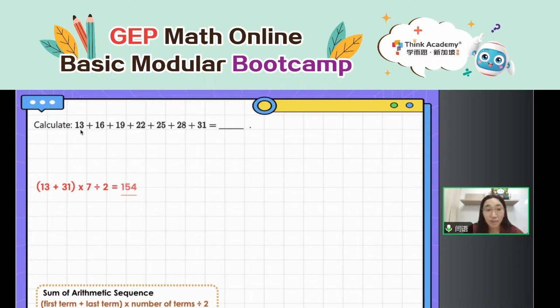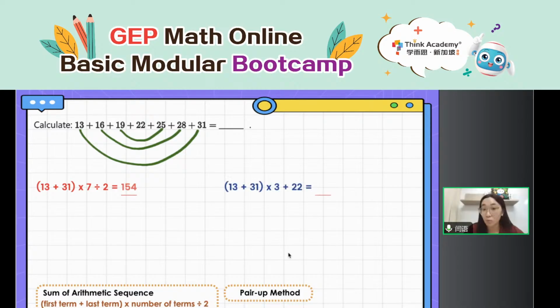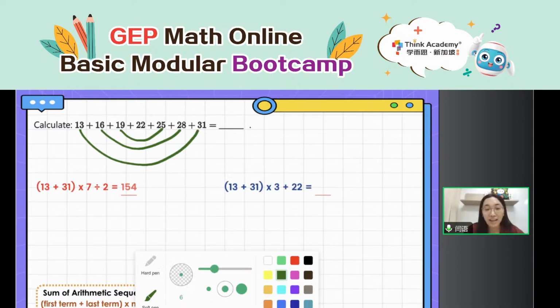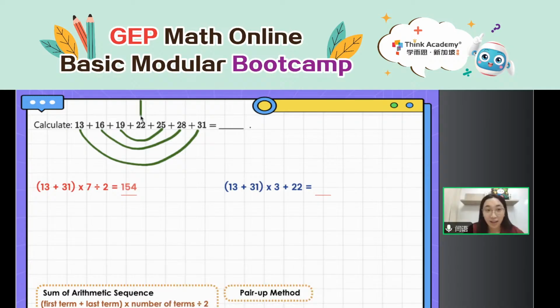And we also have another method, right? That is to pair up. Well, 13 and 31, you can pair them up. 16 and 28, you can pair them up. 19 plus 25, you can pair them up. So how many pairs are there? We only have 3 pairs. But remember that is not the final answer, because in the middle we still have 22, okay? Remember to add 22 in the end. And you will also get the answer, which is 154. Any question now?